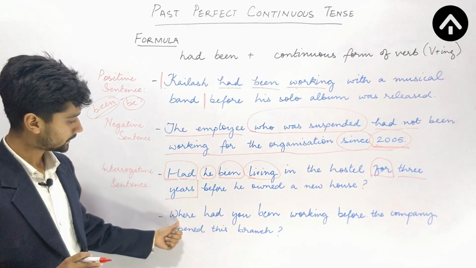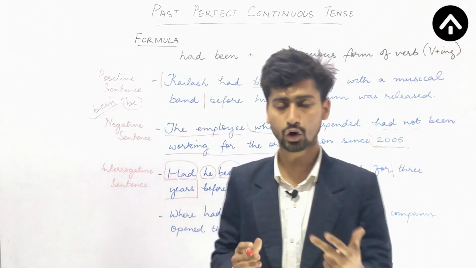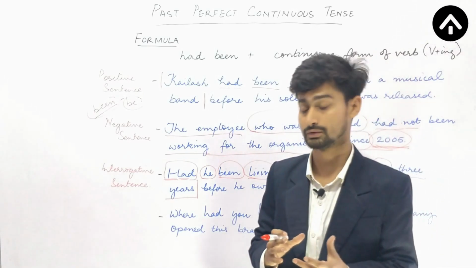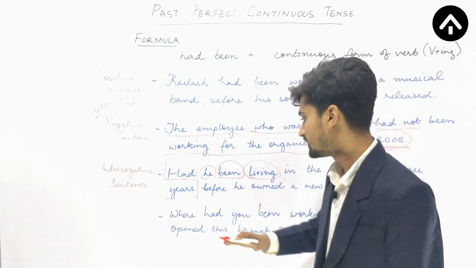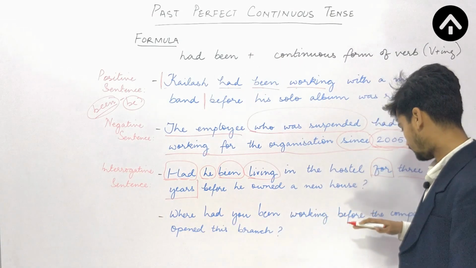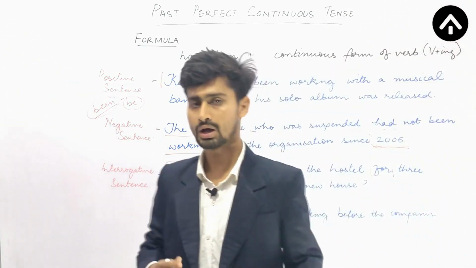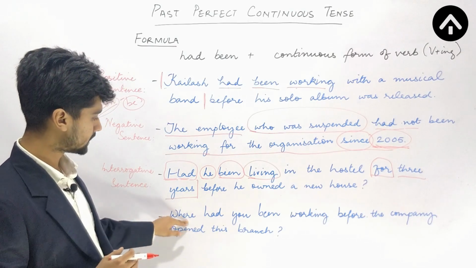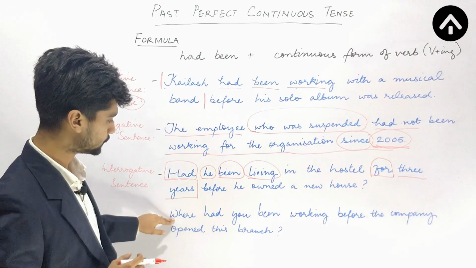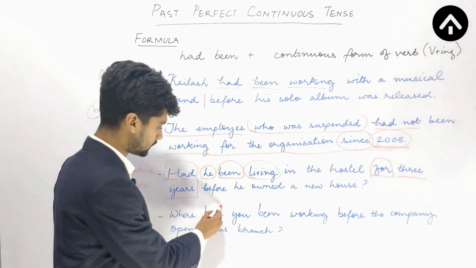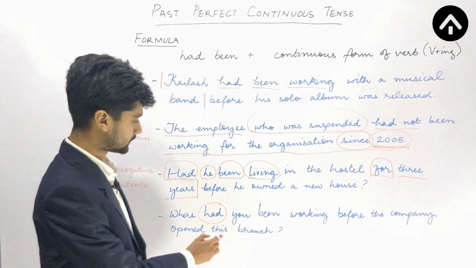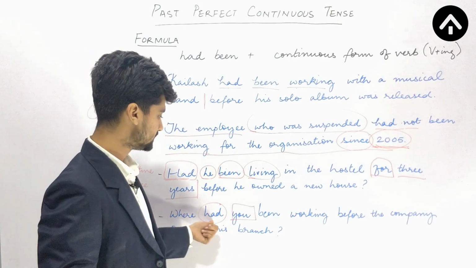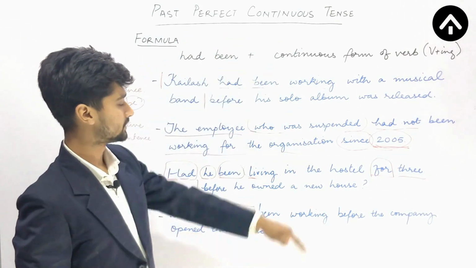Now the second sentence. Second sentence is an example of a non-polar question. That means a question that demands specific information and a specific answer. So the sentence is like, where had you been working before the company opened this branch? Again, we have two different clauses. So I am starting my sentence with a question word, WH question word, that is where. Then I'm using had, that's the auxiliary verb here, the subject, you, and been. So this is the rule, we use had and been in past perfect continuous tense.